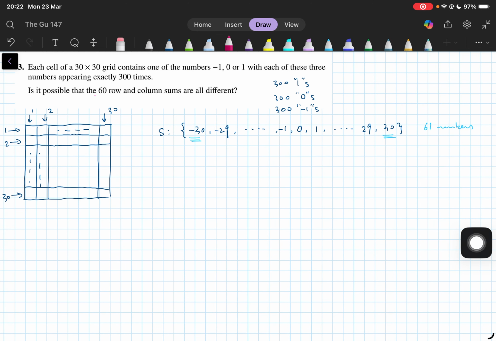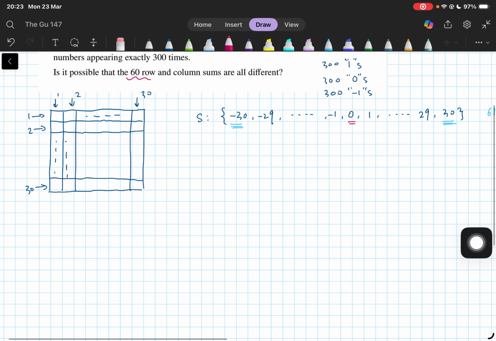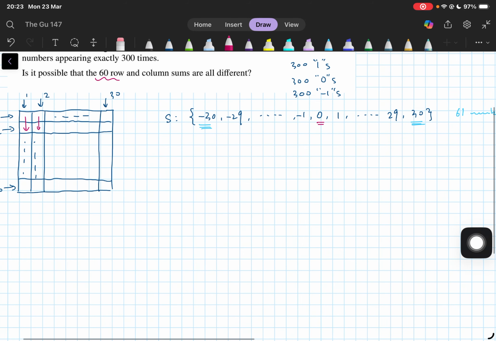Now, you need 60 different numbers, and it will be quite intuitive to guess that 0 is the odd one out. And it's actually very simple to check, because if we sum up all the values here, well, we know the total sum must be 300 times 1 plus 300 times 0 plus 300 times minus 1, which is just going to give you 0.